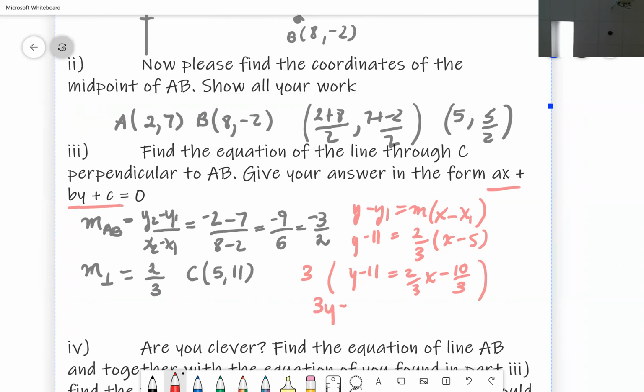3y minus 33 equals 2x minus 10, and then just rearrange everything to 2x minus 3y, and then when I add the 33 over, it's really going to be plus 23 equals 0, and that's your answer. Okay, if I use point A, I showed that I understood how to do that.